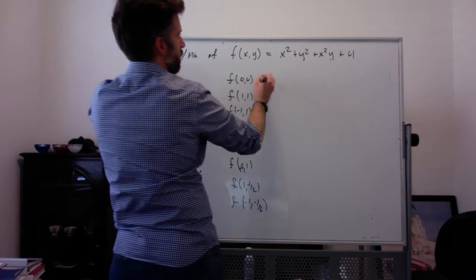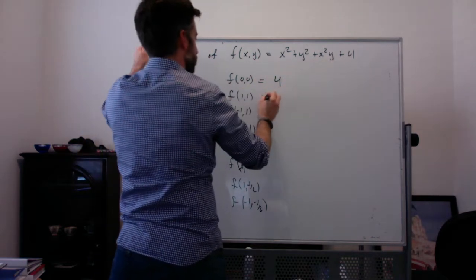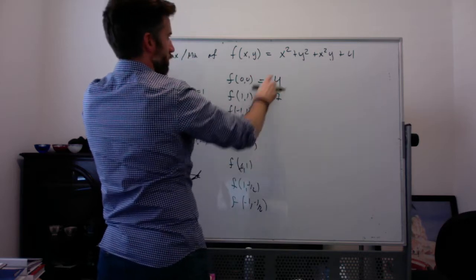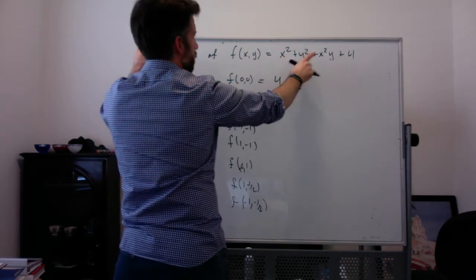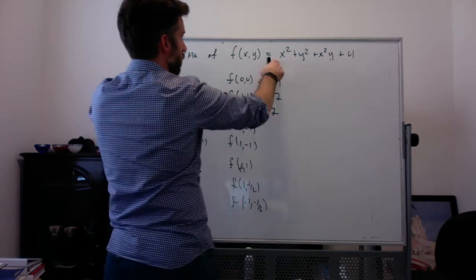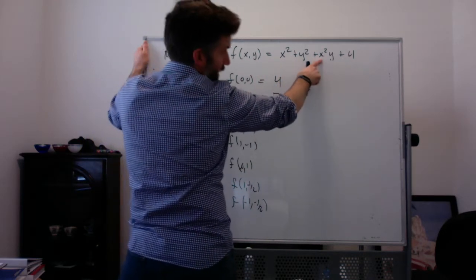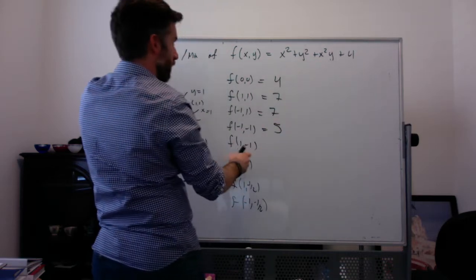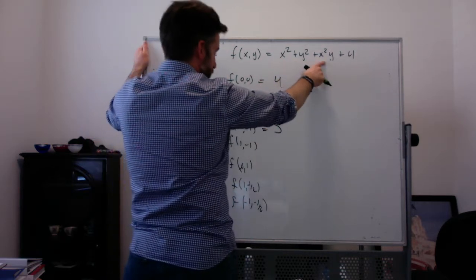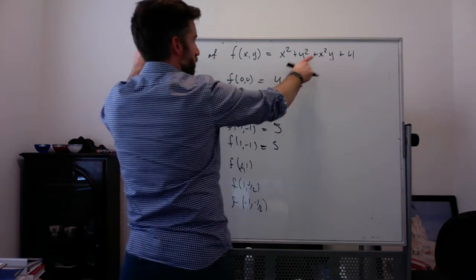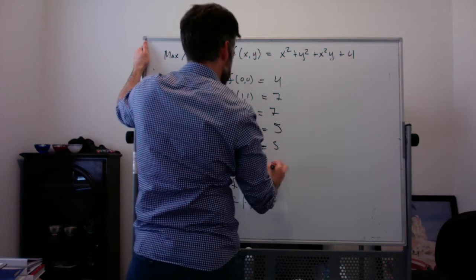So plugging in 0, 0, you get 4. Plugging in 1, 1, you get 1 plus 1 plus 4 is 7. Negative 1, 1 would be 1 plus 1 plus 1 plus 4, which is 7. Negative 1, negative 1 will be 1 plus 1 minus 1 plus 4, so that'll be 5. 1, negative 1 will be 1 plus 1 minus 1 plus 4, so it'll also be 5. f of 0, 1 will be 0 plus 1 plus 0 plus 4 is 5.